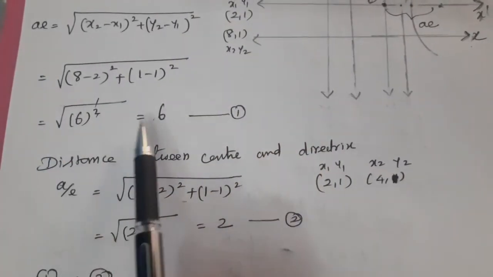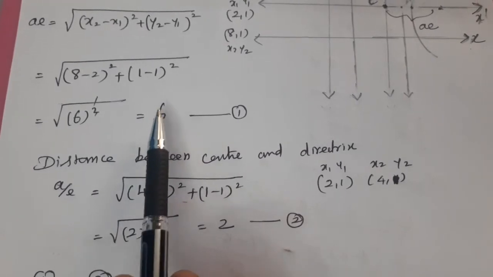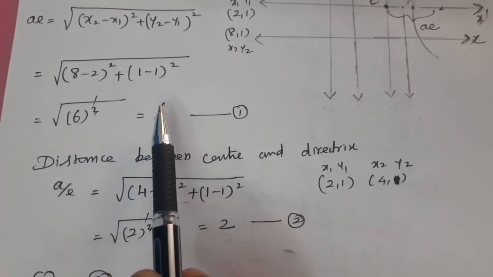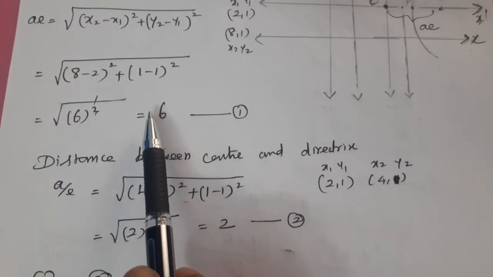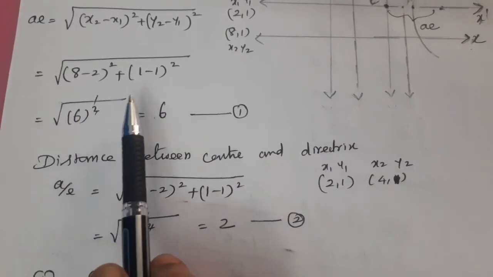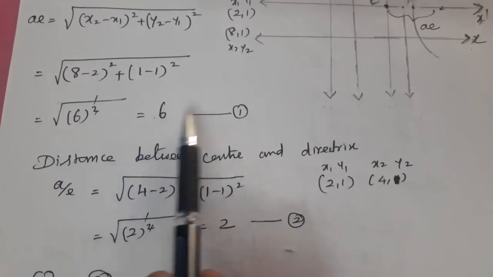First we find AE. AE is nothing but C, remember. But we need more. The directrix is also given, and using the given we are able to find out. So first, using the distance between the center and the focus, AE equals 6.